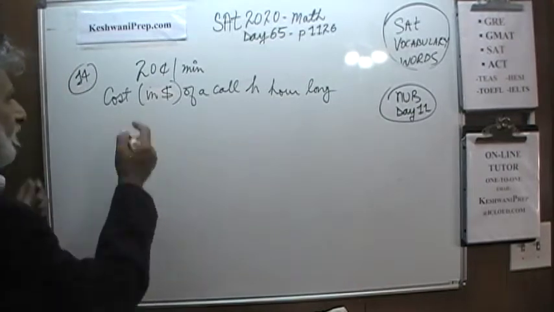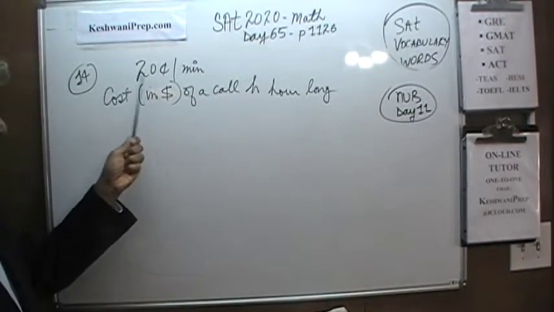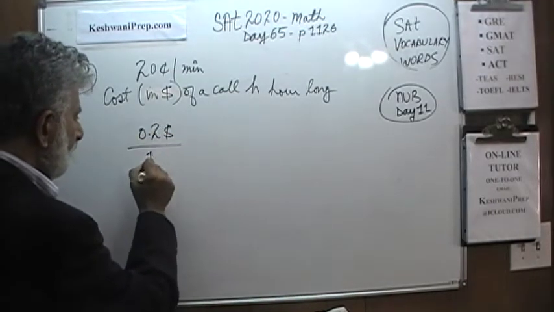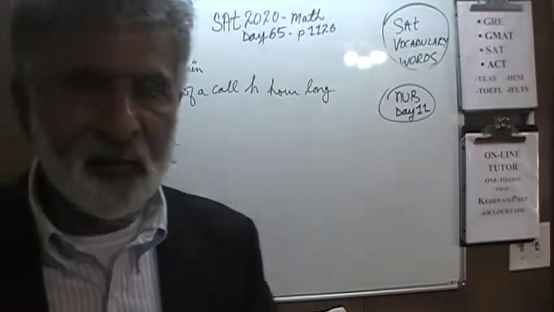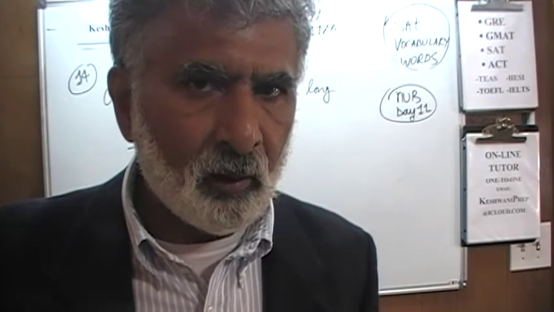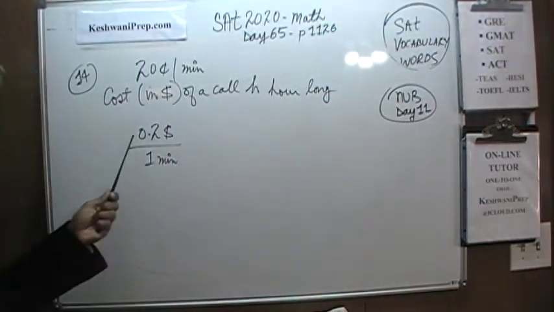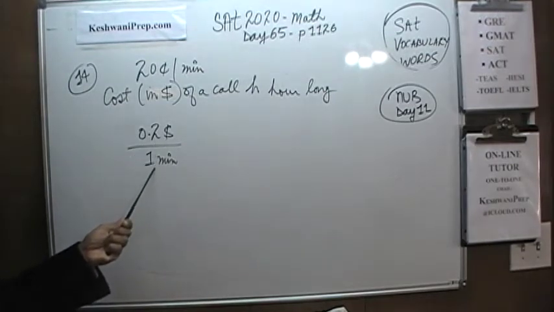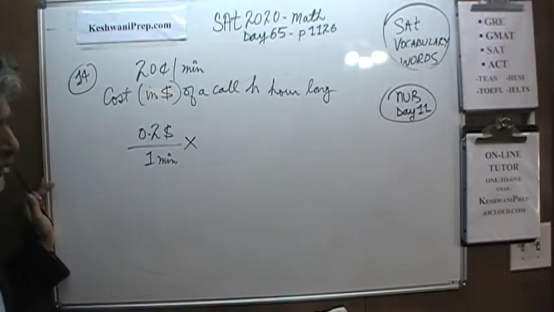So we have 20 cents per minute, but since we want it in dollars, we have to write this amount in dollars. 20 cents written in dollars is $0.2 per 1 minute. Saying per 1 minute is redundant. It's either every 1 minute or per minute. Do you understand? Because that's what per means. $0.2 each minute. And we don't want to make a phone call for 1 minute. We want to make it for h hours.